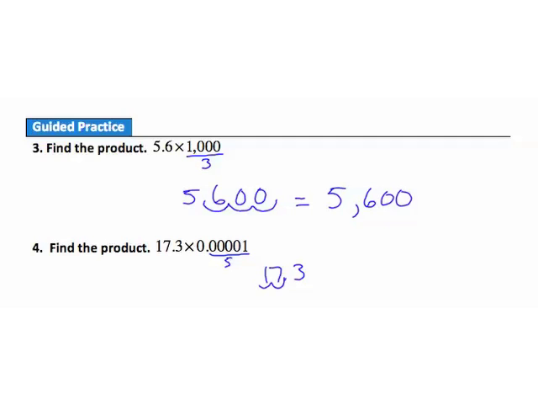So 1, 2, 3, 4, 5. So we're going to have to add some zeros in there. And so it looks like we're going to get 0.30, 173, and we'll put a 0 out front. So it looks like my final answer there is 0.000173.